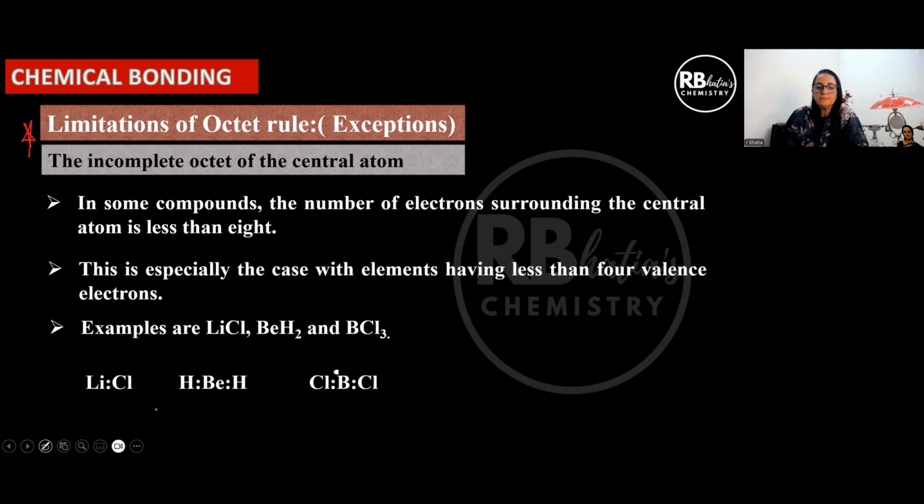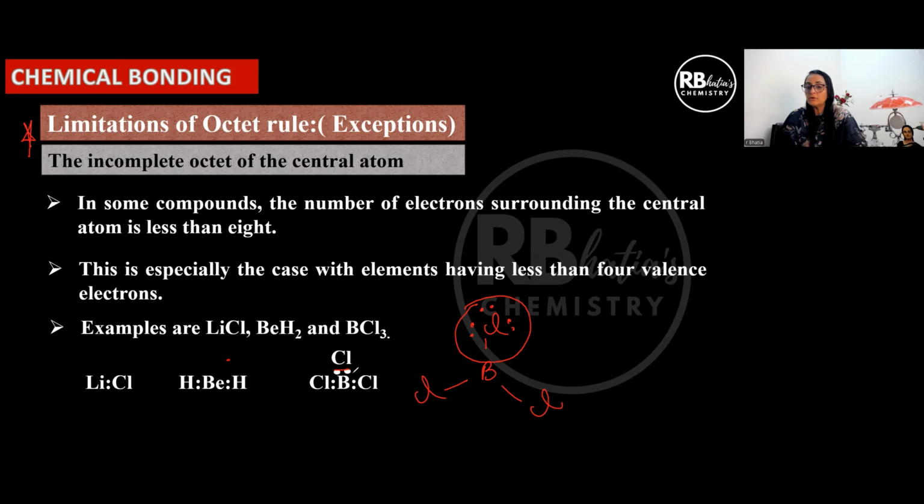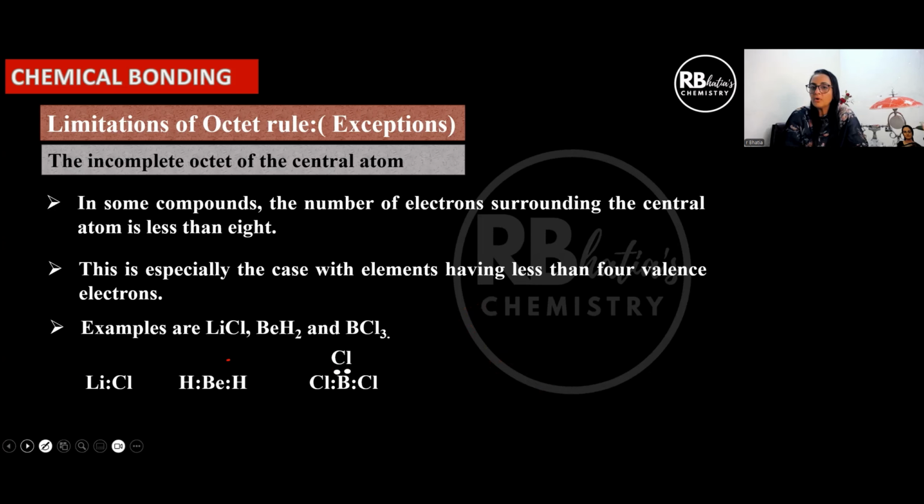The octet rule and the Lewis-Strauss structures could not explain the stability of such molecules. For example, BCl3 has only 3 pairs. Like BCl3, the structure is this. Here, the octet of each chlorine is complete, but the octet of boron is incomplete. Boron only has 6 electrons around it, but it is still a stable existing compound. Similarly, lithium chloride, lithium doesn't have its octet complete. Similarly, beryllium, incomplete octet. So these examples correspond to exceptions of compounds where the octet is not complete.